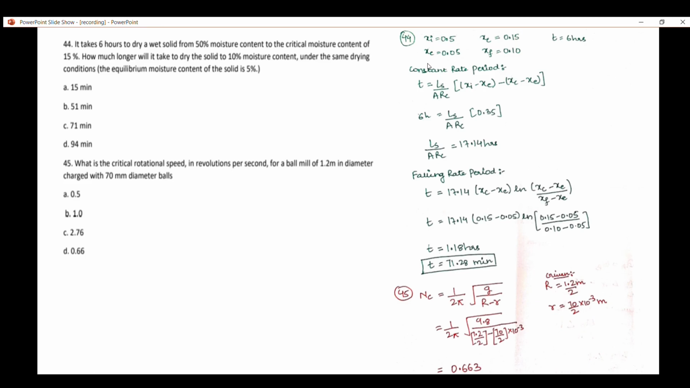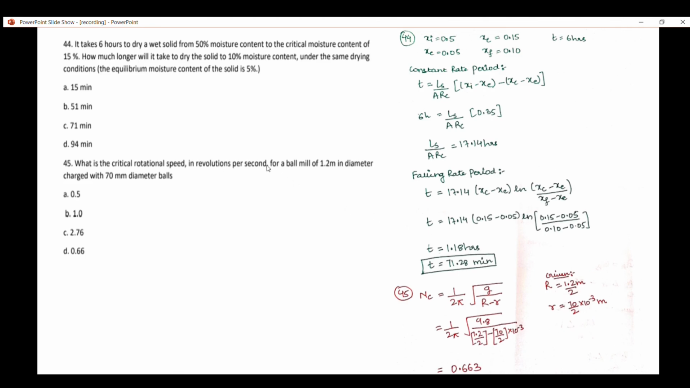We can find out this term, which is Ls by A into Rc, the rate term, from the constant rate period, which is coming out to be 17.14 hours. And on substituting this in the falling rate period equation, we will get the time as 1.18 hours, which is equivalent to 71 minutes. Option C is correct.